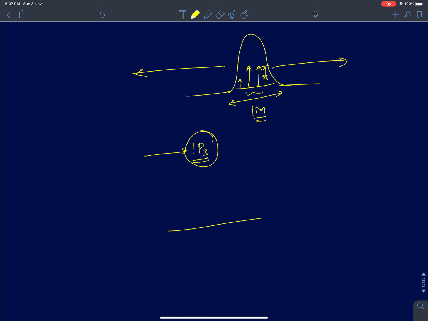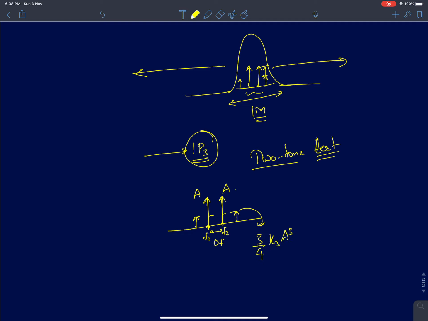As I said, the third intercept point is normally measured using what we call a two-tone test. We perform a two-tone test on a nonlinear amplifier. We feed two tones very closely spaced at, say, frequencies F1 and F2 with a delta of difference and the same amplitudes, and then we measure the tones of the intermod terms. The amplitude of both the intermod terms is going to be 3/4 K3 A cube, and the first harmonic term is going to be K1 into A.